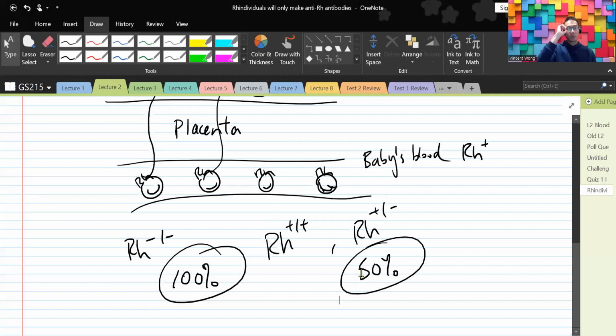The only time where you definitely do not need the RhoGAM is, number one, if the mother is positive, then this is out of the question. You do not give RhoGAM to positive people, because then the antibody will start to attack the positive cells, and that's not good.